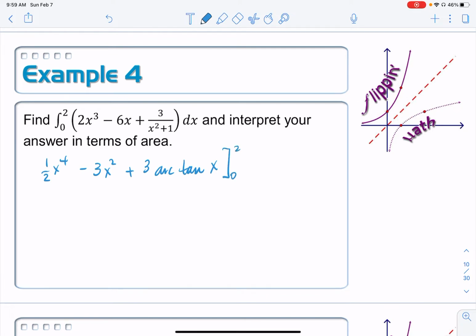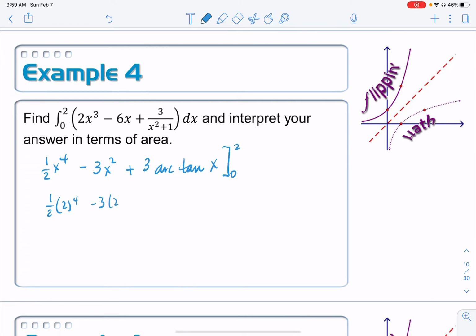Okay, fundamental theorem of calculus. In this particular case, we will have to plug in a 0 because we have this arctangent. Is that going to do something? Maybe it does, maybe it doesn't. All right, plug in the 2 first. We have 1/2 times 2 to the fourth minus 3 times 2 squared plus 3 arctangent of 2.